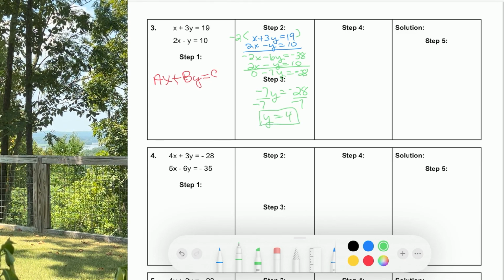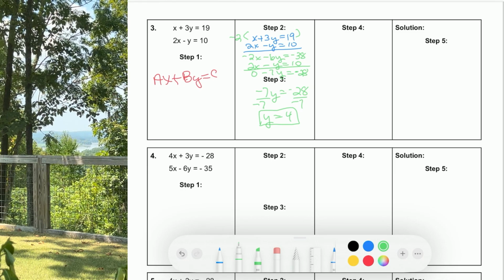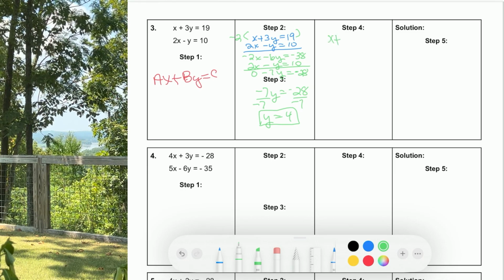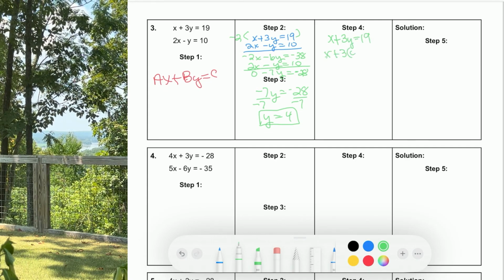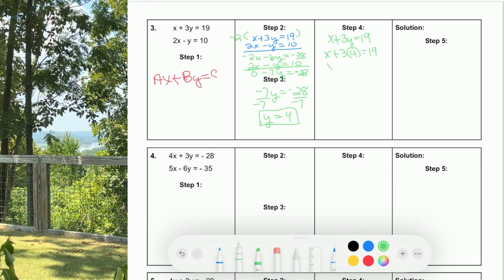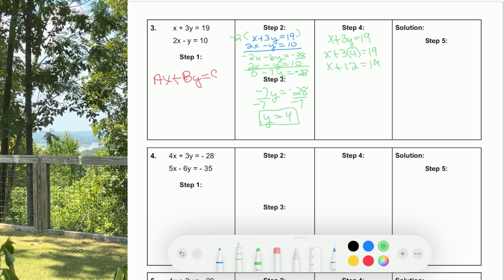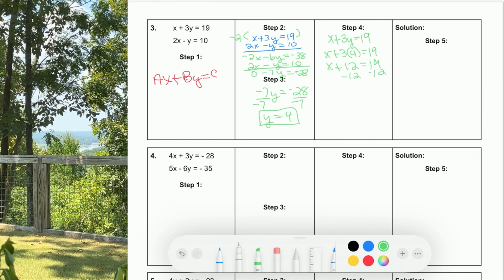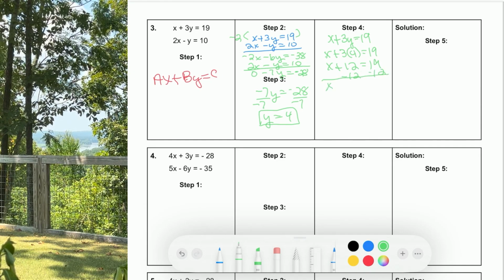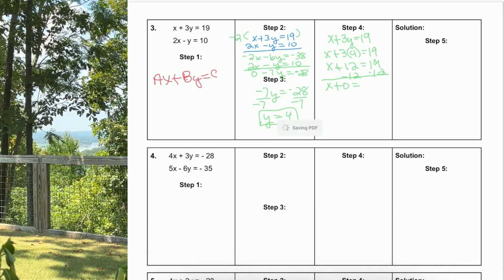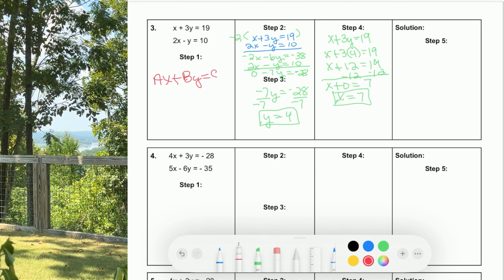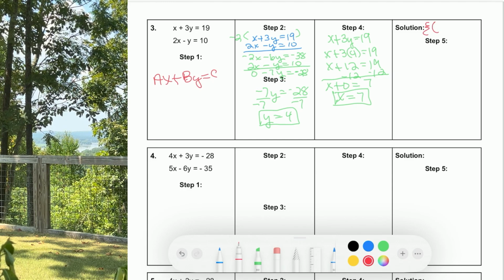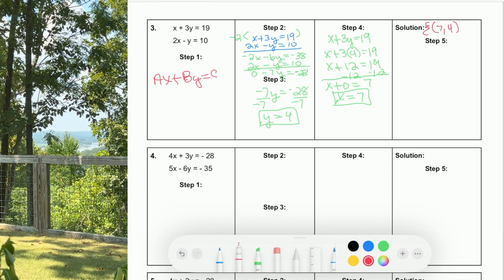Now that I know my y, I can plug it into one of the other equations and get my x. I'm going to choose the first equation, x plus 3y equals 19. x plus 3 times 4. So x plus 12 equals 19. Subtract the 12 from both sides. I get x plus 0 equals 7. So that's x equals 7. I have my two values. So I have brace, and then within parentheses, 7, 4, parentheses, and then brace.